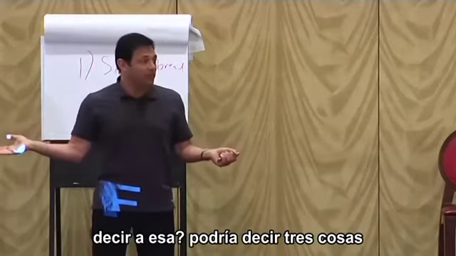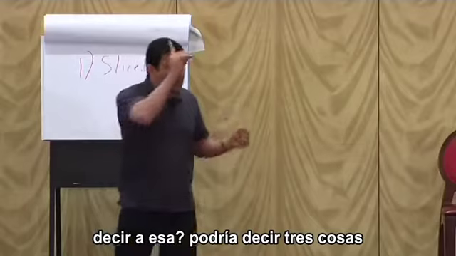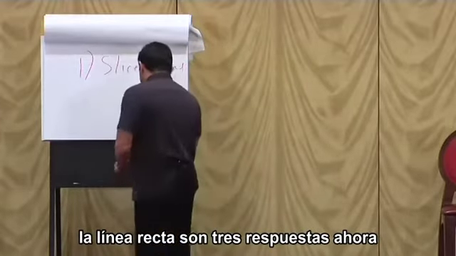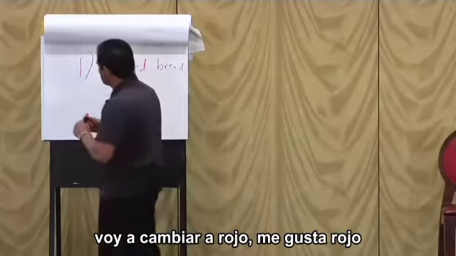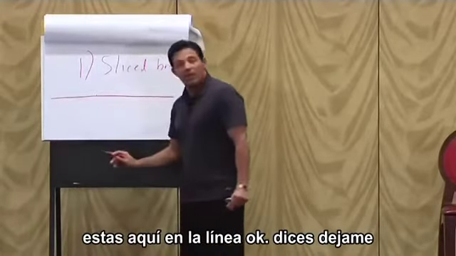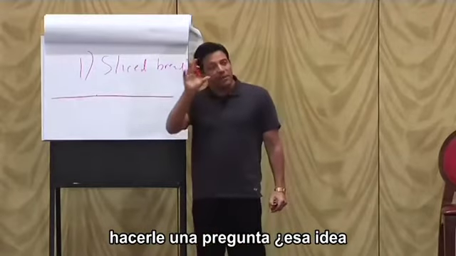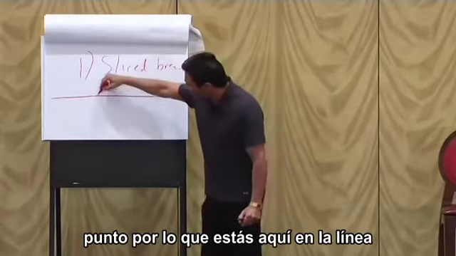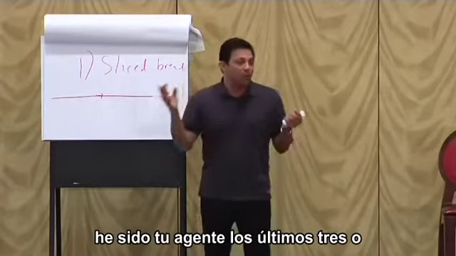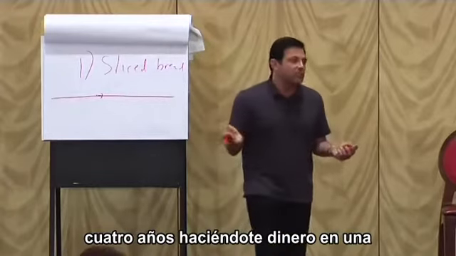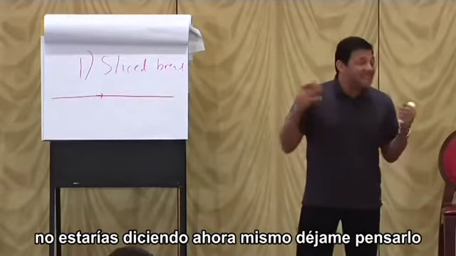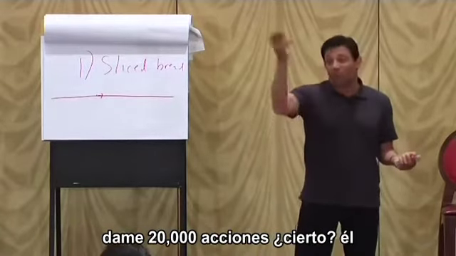What's he going to say to that one? He could say 3 things, and this is the line now. Watch the straight line. There's 3 responses. Now I'll switch to red. I like red. You're over here on the line. You say, let me ask you a question. Does that idea make sense to you? Yes, you got through that whole point. So you're here on the line, and you move down a little bit. Now you say, if I've been your broker for the last 3 or 4 years, making you money on a consistent basis, you probably wouldn't be saying right now, let me think about it. You'd probably be saying, pick me up 20,000 shares.